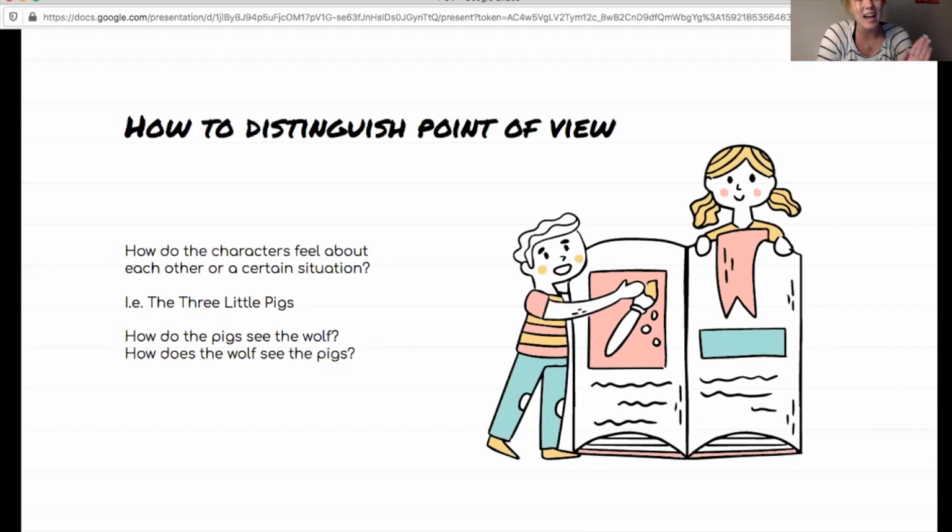Yeah, he spends the entire length of the story just trying to blow into their house so that he can eat them. So in that way, we can see it's the same story, but if it's told through two different points of view, we end up with different points of view and sometimes different stories.